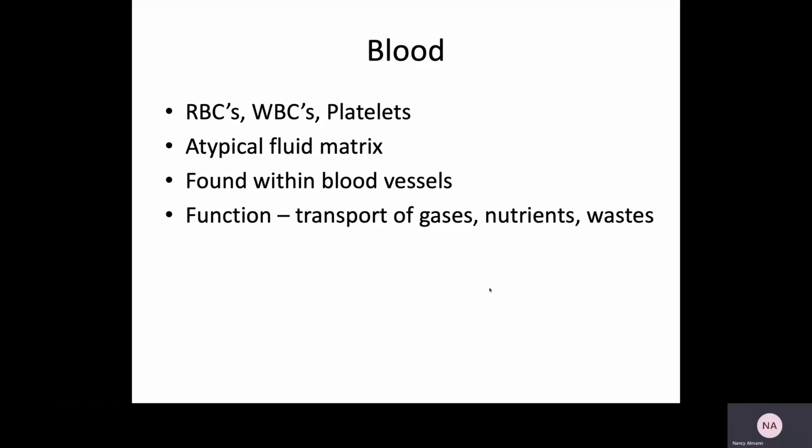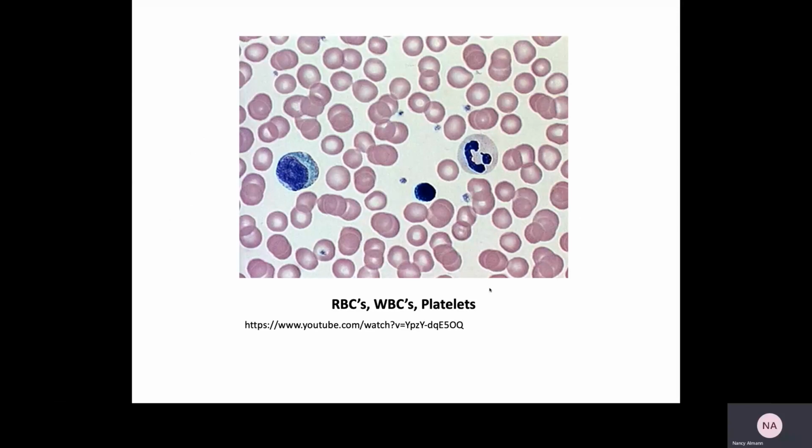Blood will be composed of red blood cells, white blood cells, and platelets sitting in an atypical fluid matrix plasma. It is found within the lumen of blood vessels, and its job is to move gases, nutrients, and wastes everywhere in the body. And this is why I know you pray for this on an exam or an assessment, because once you've seen it, it's really hard to forget.